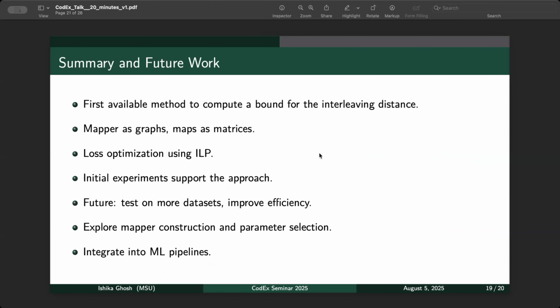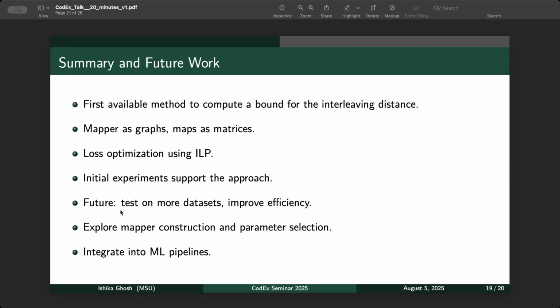To summarize my work, this is the first available method, to my knowledge, which computes a bound for the interleaving distance for mappers. To do that, we first express mapper graphs as graphs, and the maps between mappers as matrices. And we optimize the loss, which upper bounds the interleaving distance, using the integer linear programming approach. And the initial experiments that I have run show promising results, and of course we can run more experiments and figure out what's going on.